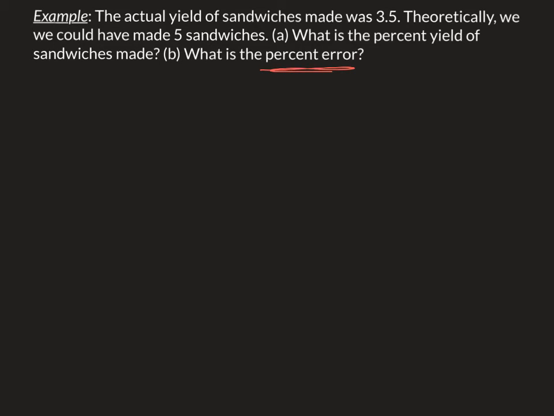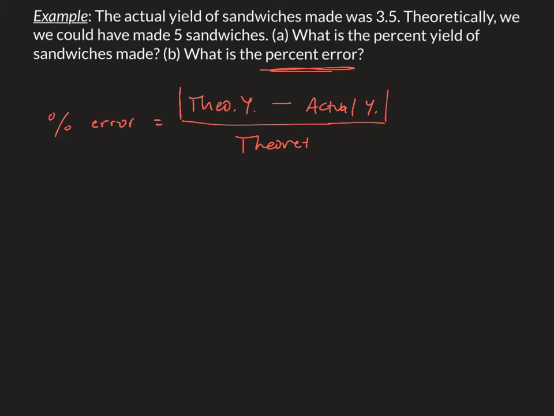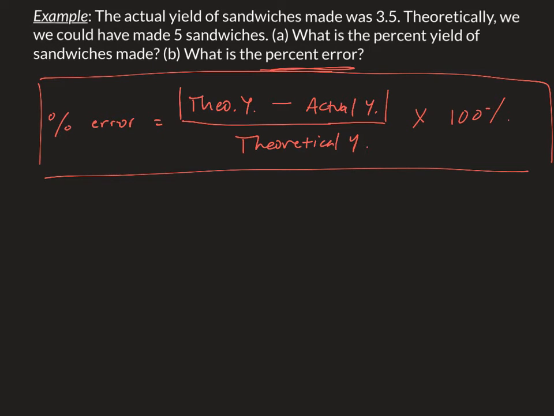Okay, so the percent error is going to equal the absolute value, okay, of our theoretical yield minus our actual yield divided by our theoretical yield, okay, times 100%. So this is the formula for our percent error.